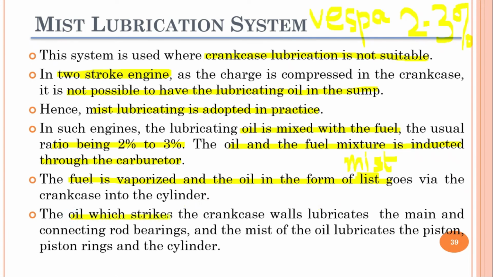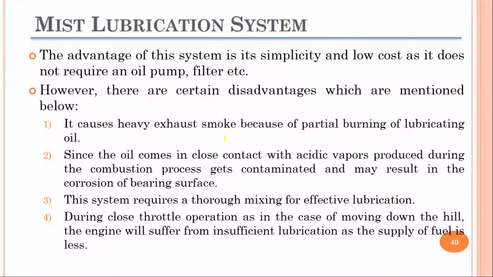The oil will strike the walls of the crankcase and it will lubricate the main bearing and the connecting rod bearing. And the mist of the oil lubricates the piston as well, piston ring and the cylinder. So this is how the lubrication in two-stroke engines is done. The advantage of these systems is that they are very simple and very low cost as well.